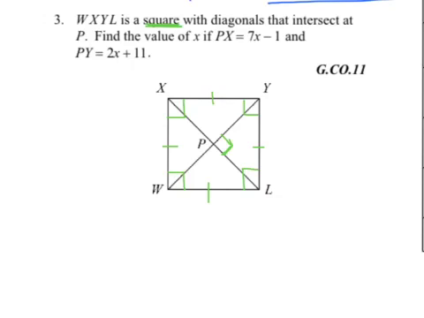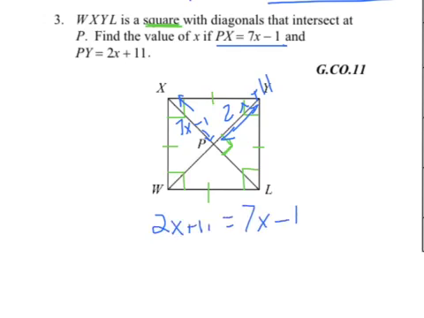So they told us from P to X, this is 7x minus 1. That's from here to here. And P to Y, that's this one here, is 2x plus 11. Well, it turns out they're exactly equal in a square. So to solve for x, I'm just going to solve this equation, setting them equal to each other.